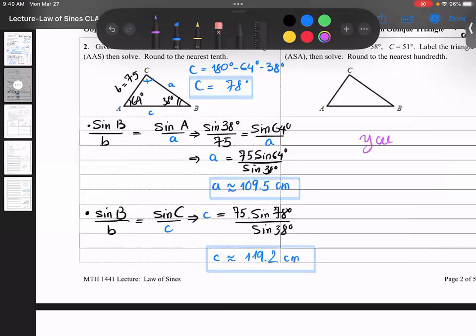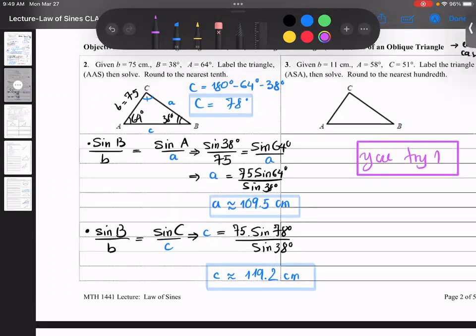Number 3 is you try one. For you try one, I believe that I only need you to solve for C. Take a look at the question. It's in there, but it's based on this problem. Okay. Any question from law of sines so far?